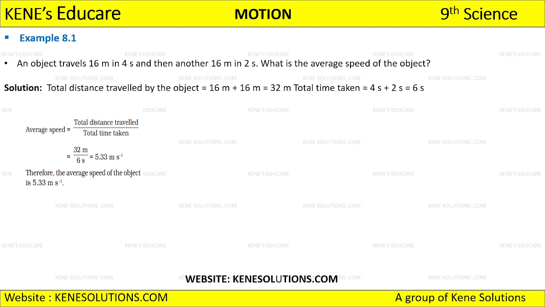Now adding the unit is also very important. You should know that whenever you calculate the average speed of the object, you need to write the unit as meter per second, okay.